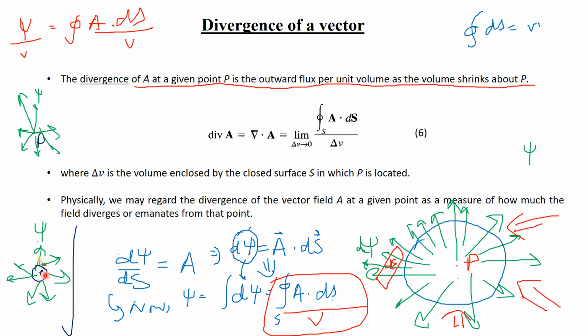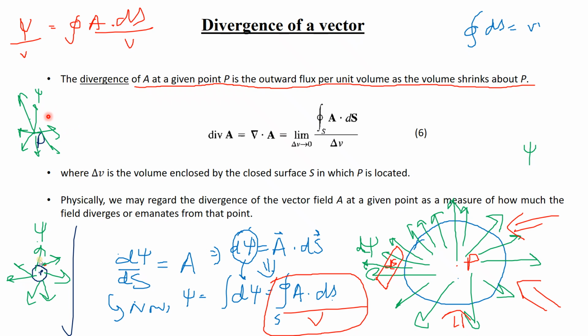Watching it, it keeps becoming smaller. In the second stage it becomes this small. Then at the last it is becoming a point. So it is nothing but the total flux coming out per unit volume when the volume is a point, shrinking about a point P. That is called the divergence.